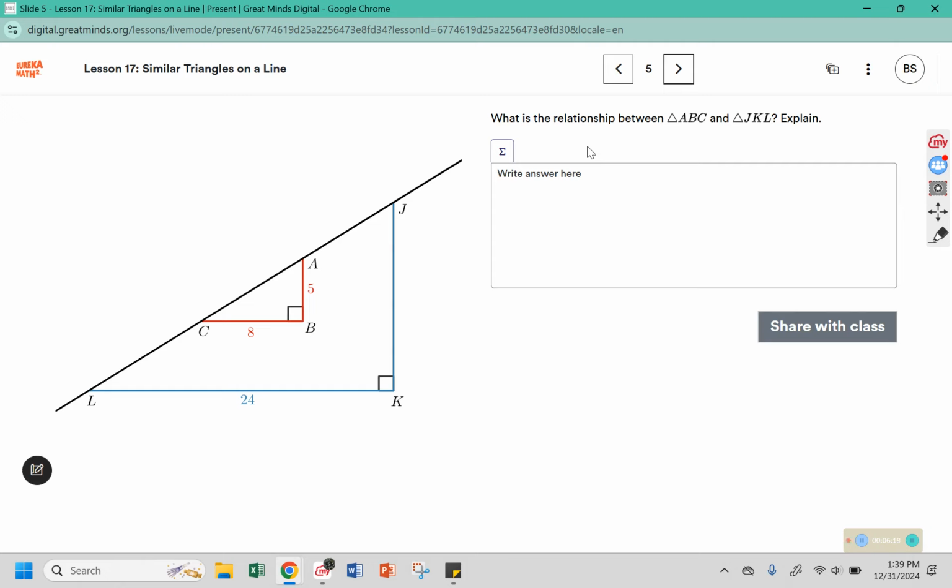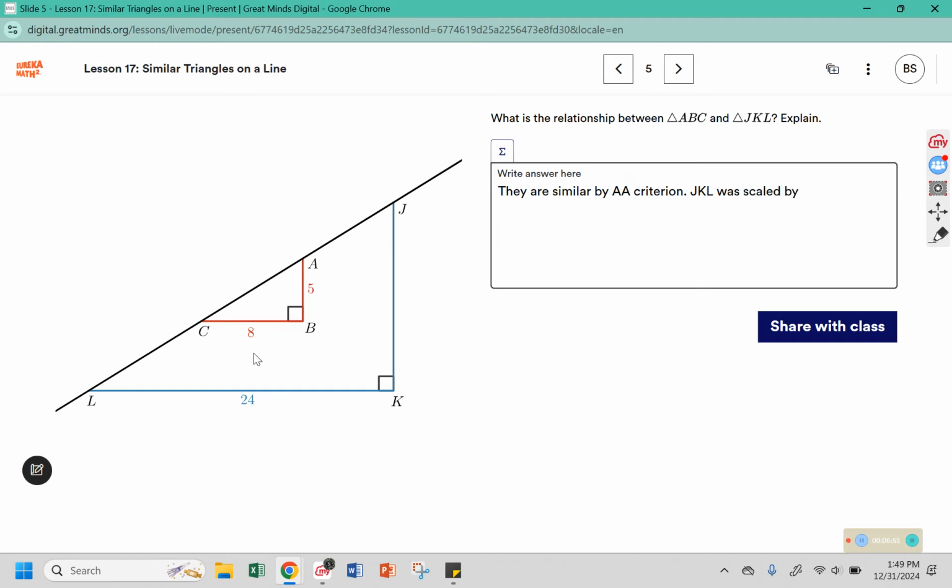What is the relationship between ABC and triangle JKL? Explain. Well, we know that they are similar. They have the right angles that match, and then the side lengths were parallel, so their corresponding angles were equal in measure. And since they are parallel, we can find a scale factor between them. 24 divided by 8 would be a scale factor of 3.